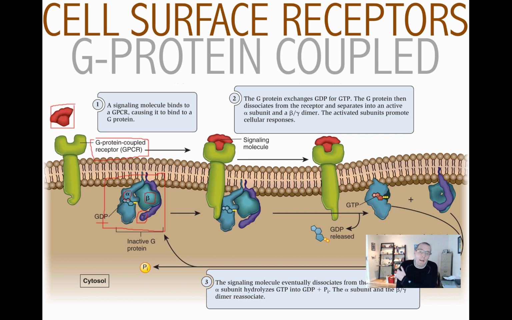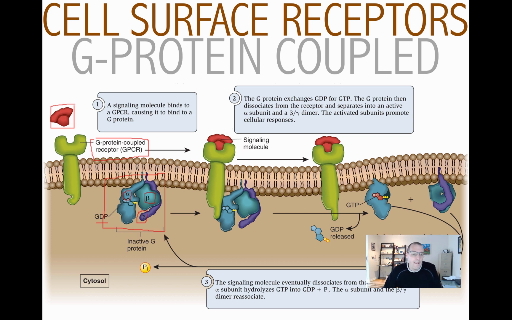Now GDP is like ADP. You're familiar with adenosine triphosphate. That's adenosine with 3 phosphates on it. You can also have guanosine diphosphate. That is guanosine with 2 phosphates on it. You can also have GTP. We'll look at that in a moment.